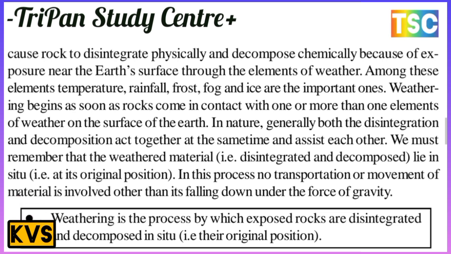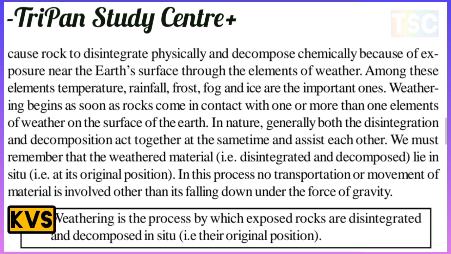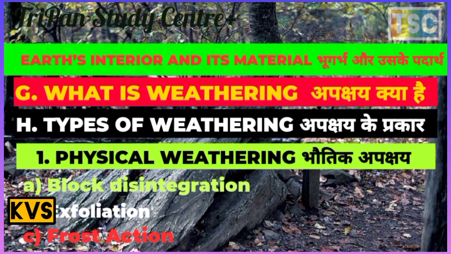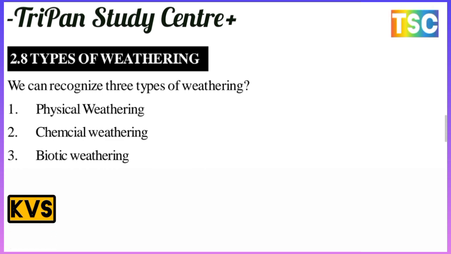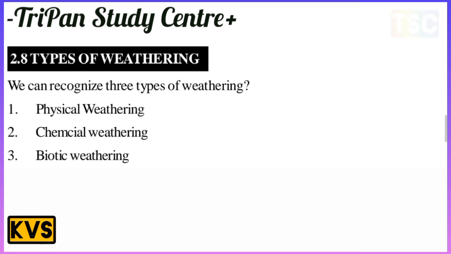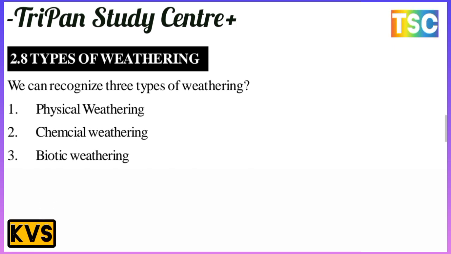Here there is an example, the original position. The next important topic is the types of weathering. We can recognize three types of weathering: physical weathering, chemical weathering and biotic weathering.